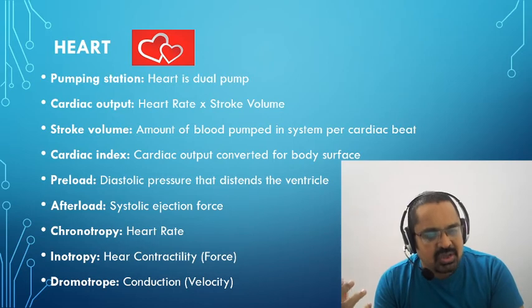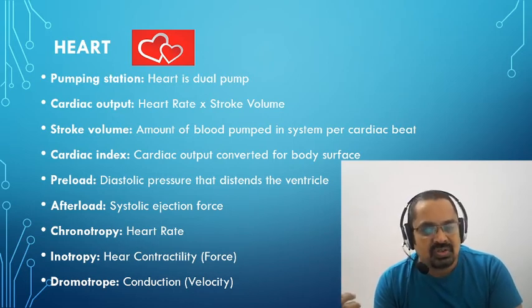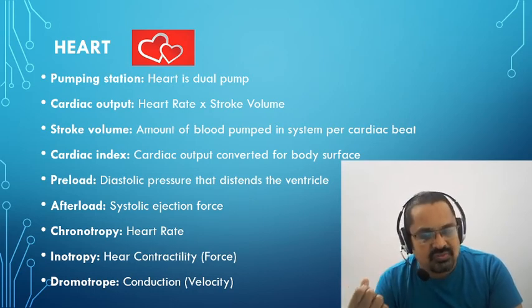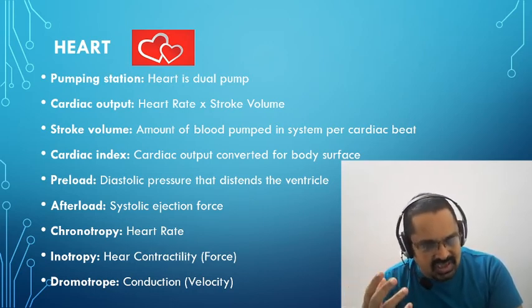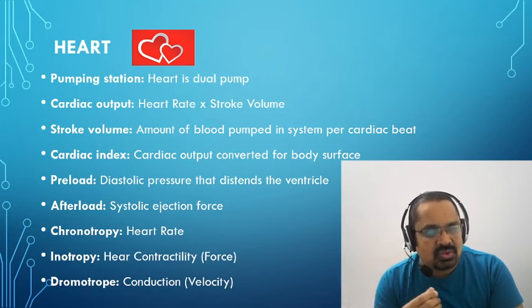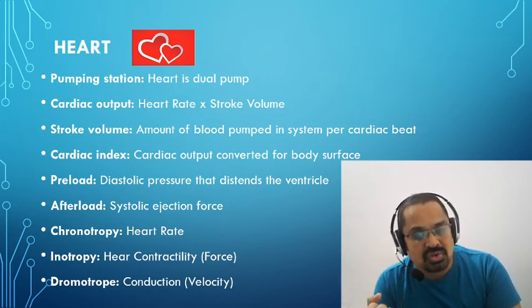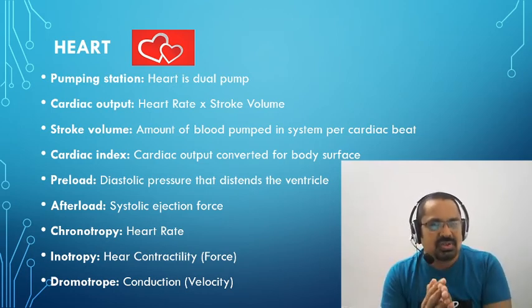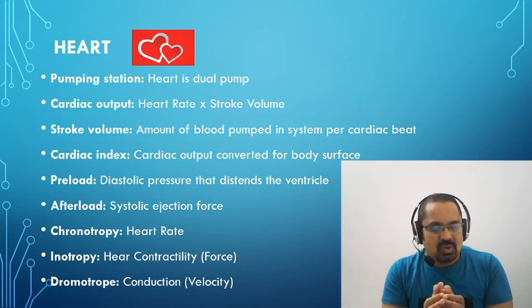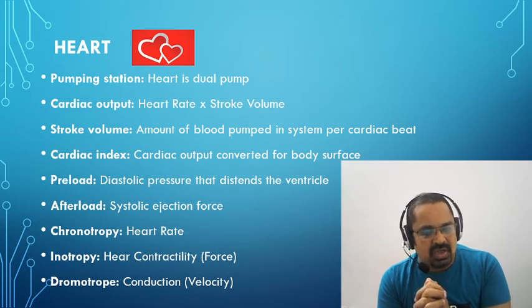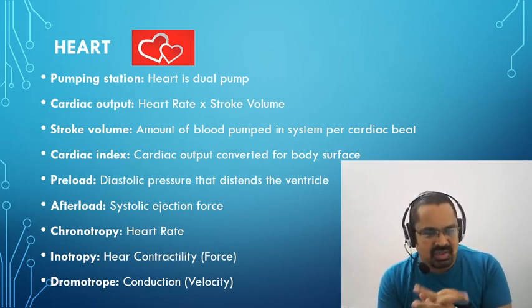The second term is inotropy, which is related to the heart contraction, also called the force of contraction, at how much force it contracts. So it is related to preload and afterload. Chronotropy is related to cardiac output. Inotropic is force: by how much force, how much contractility does the heart have? If it is contracting with great force, then it is positive inotropy. If it is contracting but not with that much force, then it is negative inotropy. Inotropy means force of contraction.